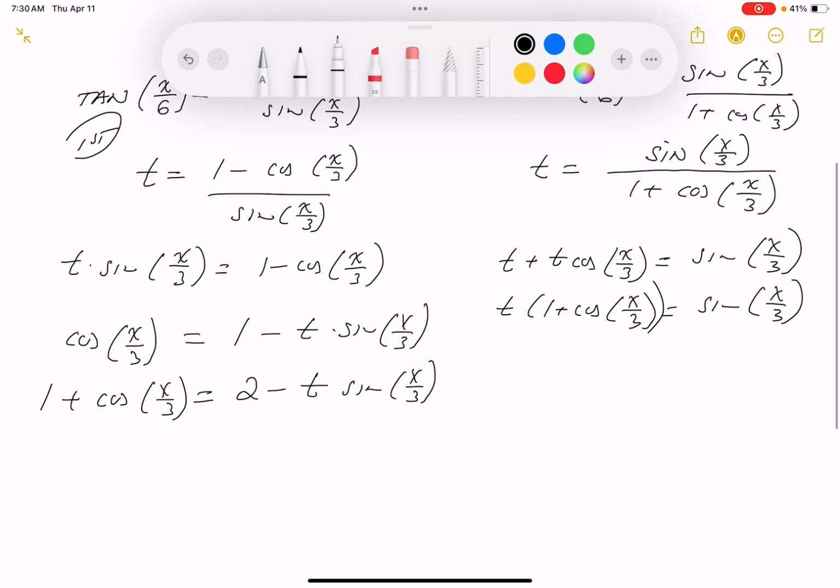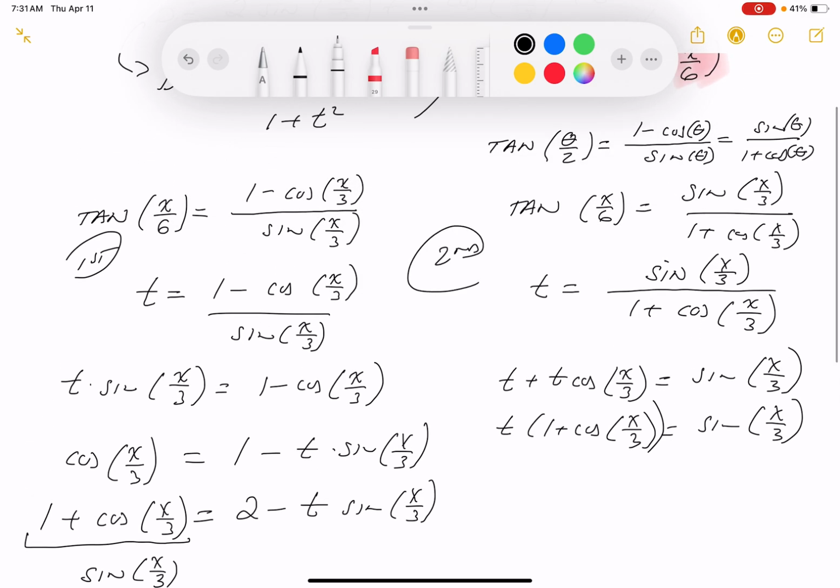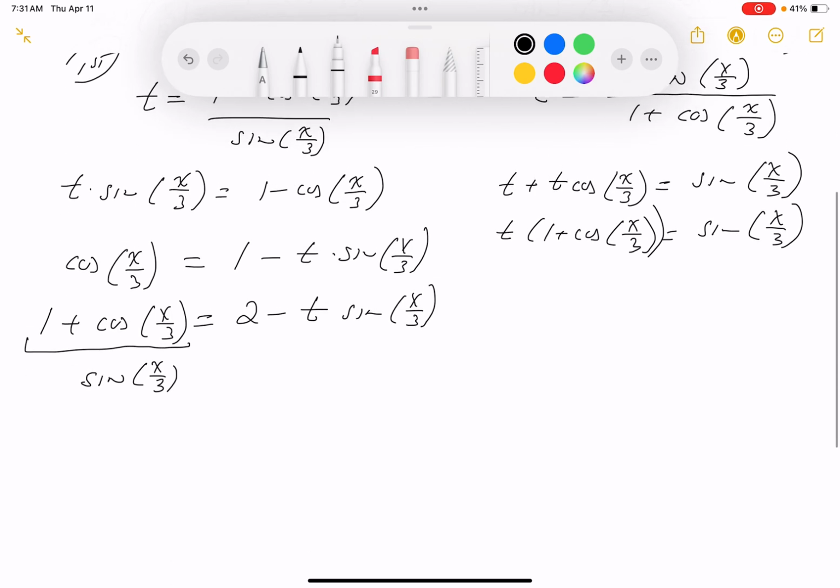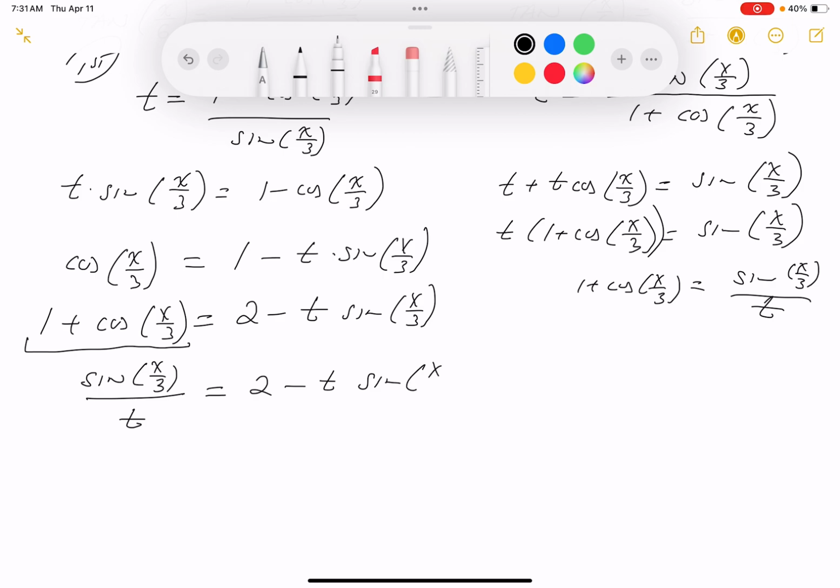That looks kind of complicated, doesn't it? But I can make this thing in terms of sines now, and I'll write that down for you. What's it going to be? That's going to be sine of x over 3. I'm looking at the second equation, by the way. This is the second one. And sine of x over 3 is going to be divided by t. I'm getting that from here over here. So 1 plus cosine x over 3 is equal to sine x over 3 divided by t. All right? That equals 2 minus t sine x over 3.